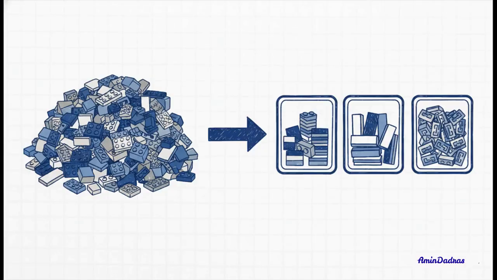My absolute favorite way to think about it is this. Imagine a giant, messy pile of Legos all over the floor. A pivot table is like having a set of magic bins that instantly sort every single piece by color, size, and shape. It takes chaos and creates perfect order.